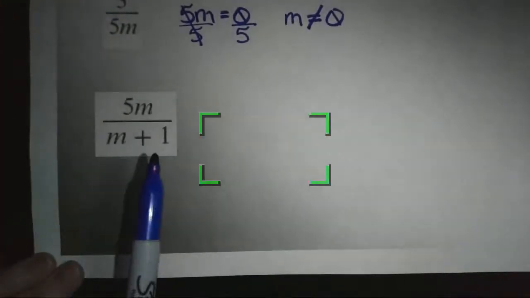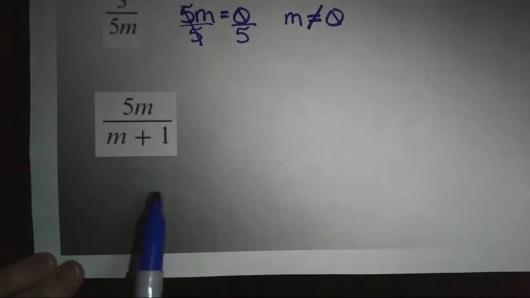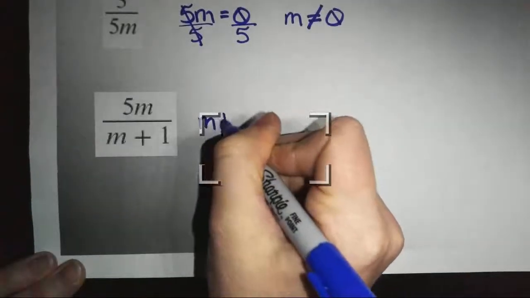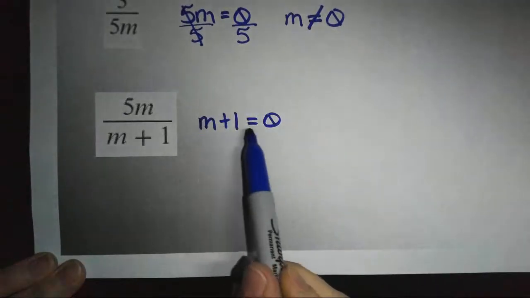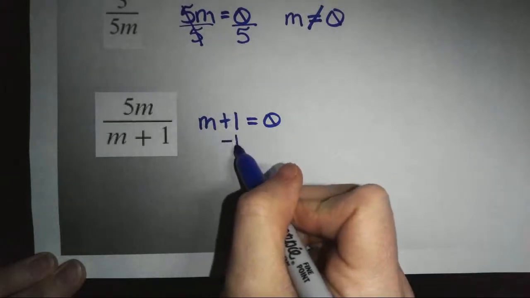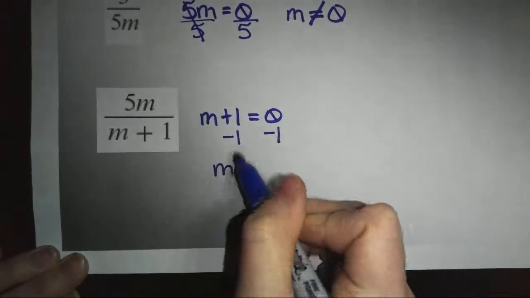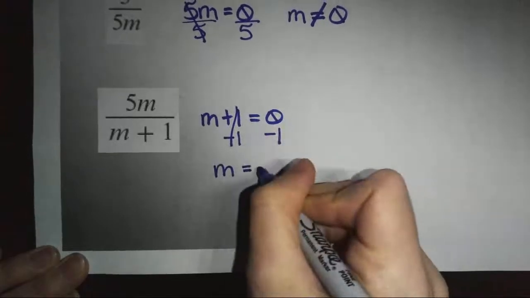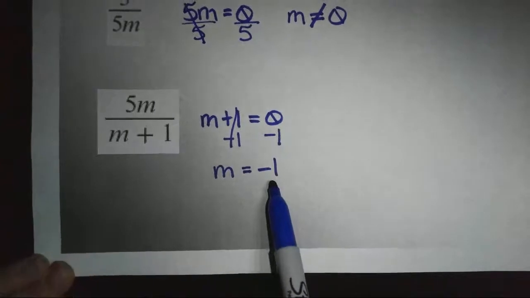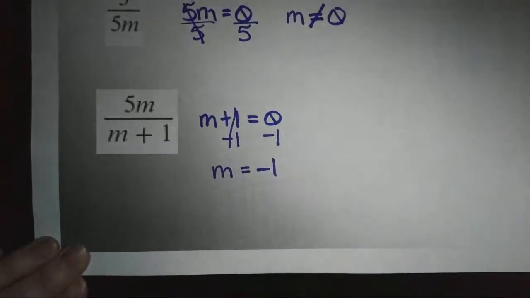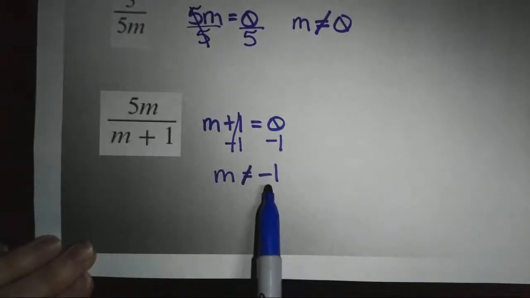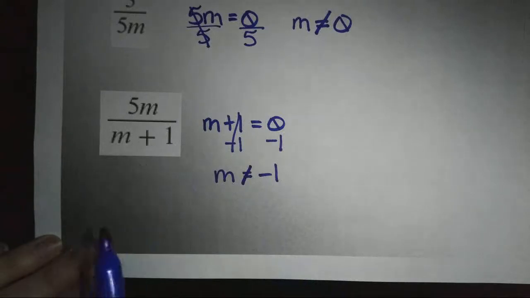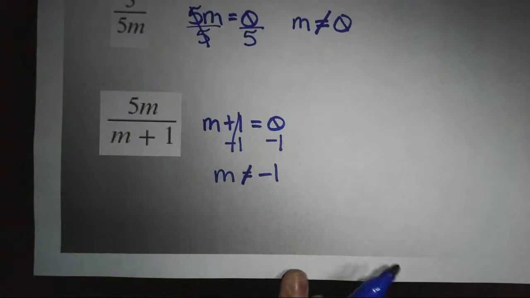For this bottom example, 5m over m plus 1, I need to know what I could plug in for m that would make my denominator 0. To figure that out, I'll take my denominator, m plus 1, and set it equal to 0, and then solve my equation. Now, m plus 1 equals 0. To get rid of the 1, I need to subtract it from both sides. I've got m, these cancel, equals 0 minus 1, which is negative 1. So negative 1 is my excluded value. I can say m equals negative 1 is my excluded value, or I can say m cannot equal negative 1. And again, that's because if I plug negative 1 in here, negative 1 plus 1 equals 0, and that would make my denominator 0, which is not allowed.